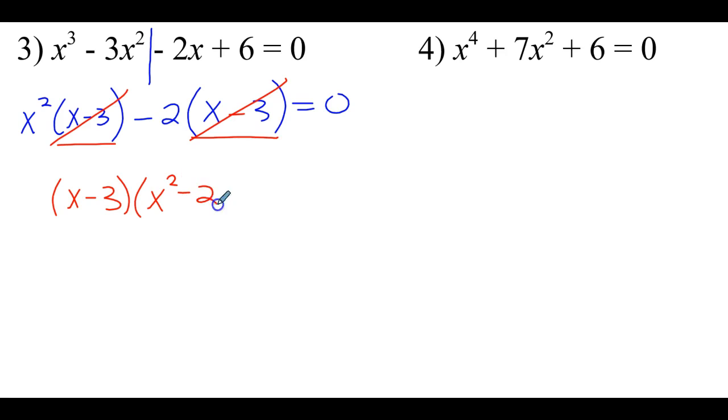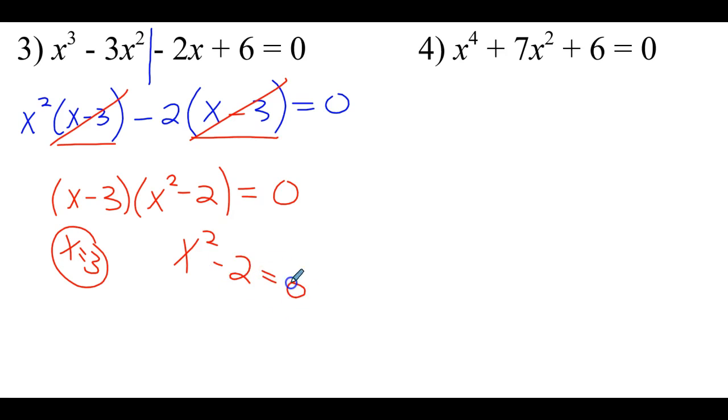x squared minus 2. And at this point, does x squared minus 2 break apart any further? Yeah, it doesn't factor any further because 2 is not a perfect square. So we just go straight to setting them equal to 0. So obviously this one's going to be positive 3. x squared minus 2 equals 0. Add the 2 over. You get plus or minus the square root of 2.